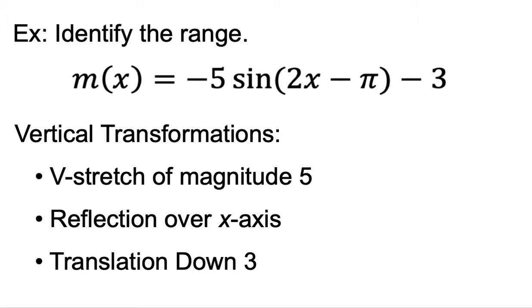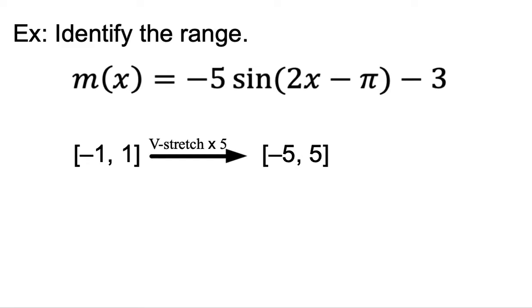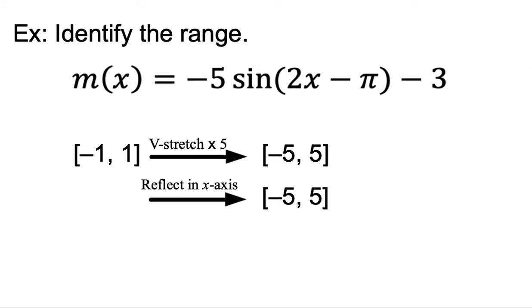Again, starting with the range of the parent function, -1 to 1, the vertical stretch causes us to multiply that range by 5, making it -5 inclusive to 5 inclusive. Next, the reflection over the x-axis means multiplying that range by a -1. In this case, it appears that nothing has changed, but truthfully, the 5 became a -5, and the -5 became a +5.